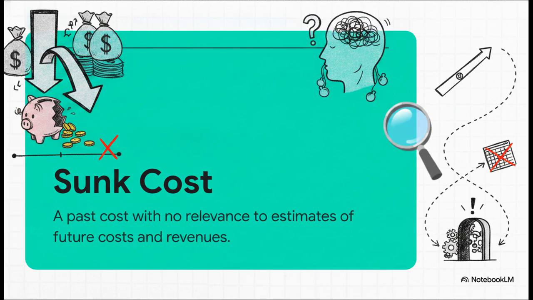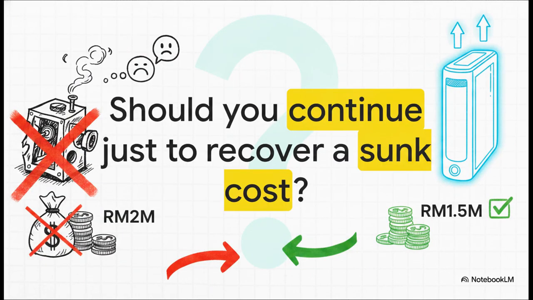terrible economic decisions. Let's put this into perspective with a quick scenario straight from our source material. Imagine you just blew 2 million ringgit developing a prototype that completely failed its safety tests. But a brand new technology is available that would cost 1.5 million ringgit to implement. Management is dragging their feet because they feel they already invested too much in the first design. So what's the correct economic viewpoint here?